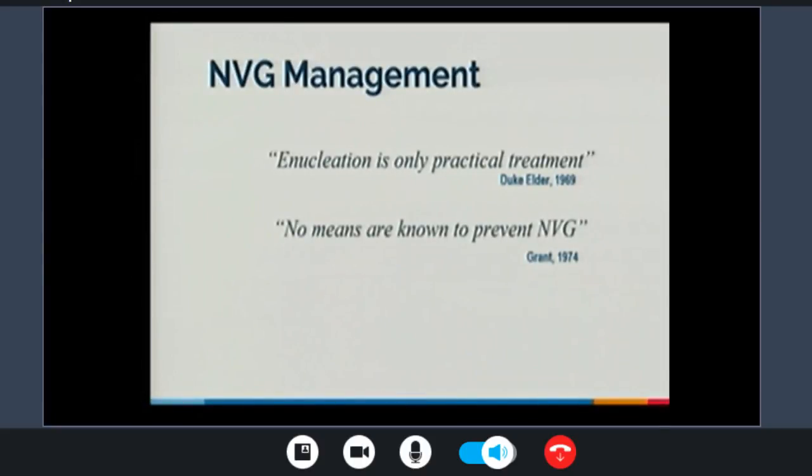Grant also, in the same era, said that there are no known means to prevent development of neovascular glaucoma. I think this is out of date now, but we need to know our history to know where we are now. Again, Hoskins said treatment of neovascular glaucoma is a disheartening issue. So this is 4 decades ago, not far away. So we need to remember that.